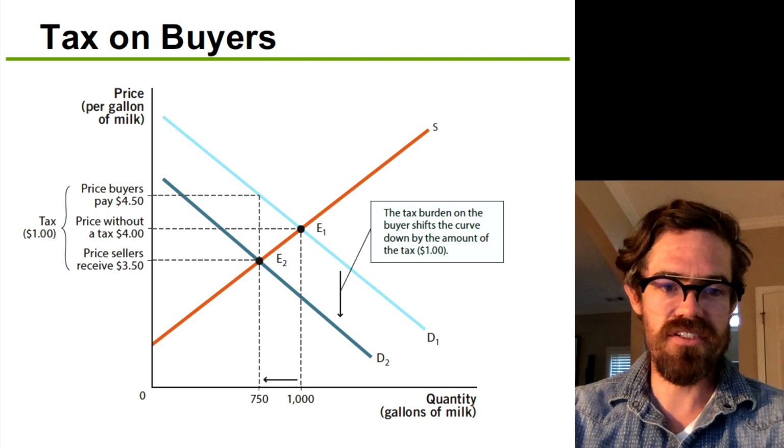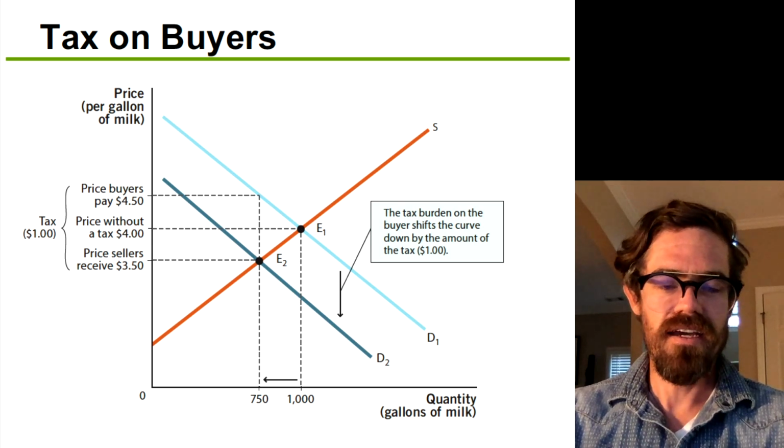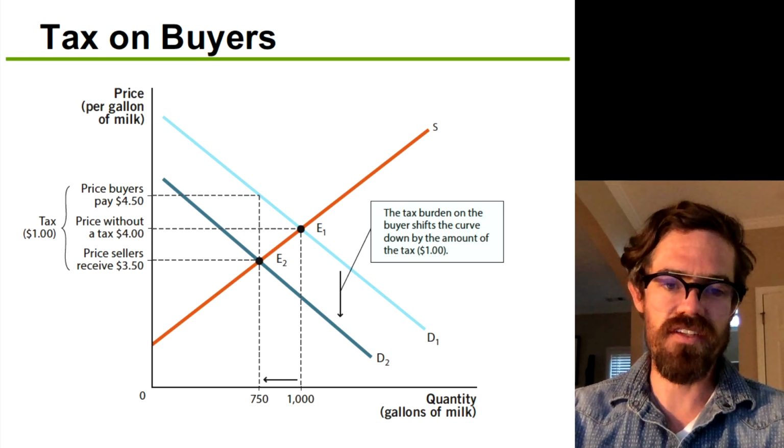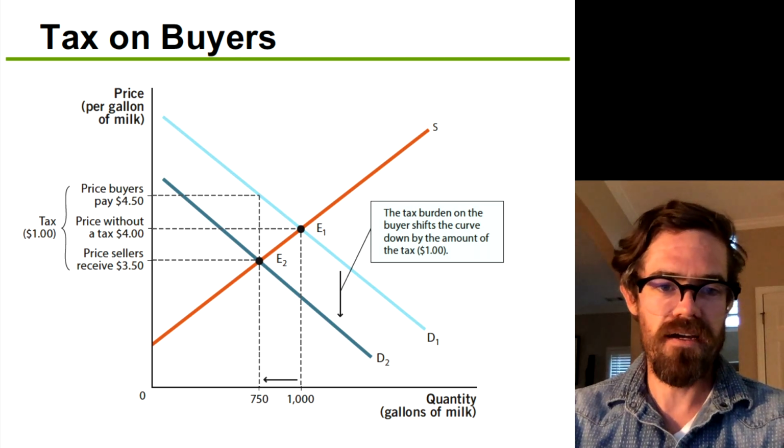So you can see what the burden is when you compare the prices that buyers pay and sellers receive, and compare that to the price without the tax, right? So sellers are losing 50 cents a gallon, and buyers are paying an extra 50 cents a gallon. And so in this example, buyers and sellers are basically splitting the burden of the tax.